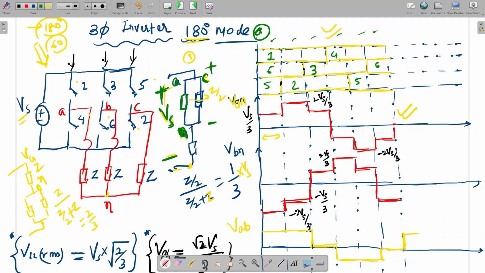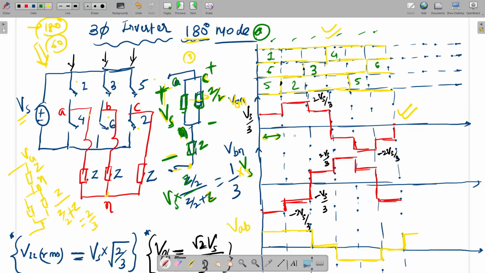Across this plus and minus, whatever the voltage is, that will be the VAN. But these two impedances are connected in parallel, so the parallel impedance is Z by 2, and this impedance is Z. So we can apply the voltage division rule. The voltage will be Vs into the impedance across which we want the voltage, so Z by 2 divided by Z by 2 plus Z, the bottom is Z, divided by the total. We are getting 1 by 3 Vs. So for the first 60 degrees, it is Vs by 3.